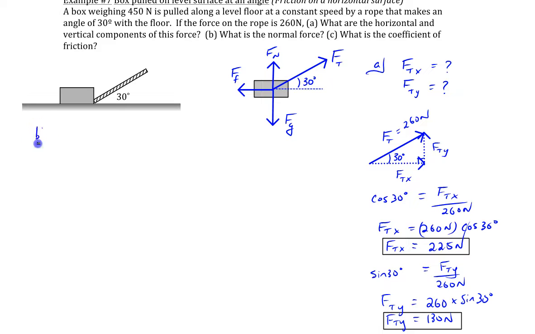Okay, now let's move on to what is the normal force. So we'll move on to part B here. Now, when you look at this body here, it is moving along here at a constant velocity, which means that the acceleration is 0.